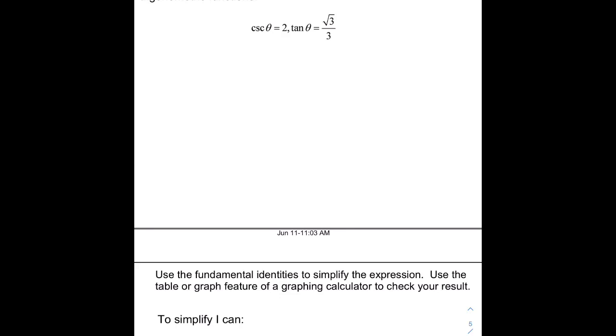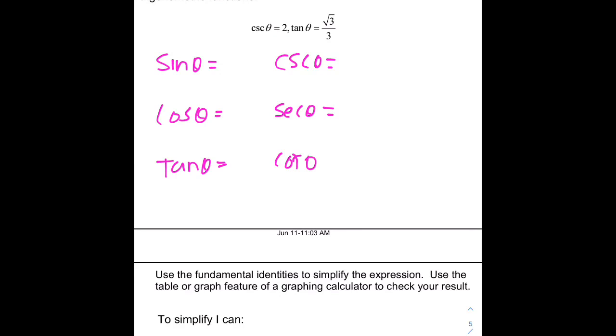So here's what I know. They want me to find the sine of theta, the cosine of theta, and the tangent of theta. Please note you don't have to do your work like me. I'm just trying to organize and present. We need to find the reciprocals. I like to write the reciprocals directly across. We have to find our secant and our cotangent.